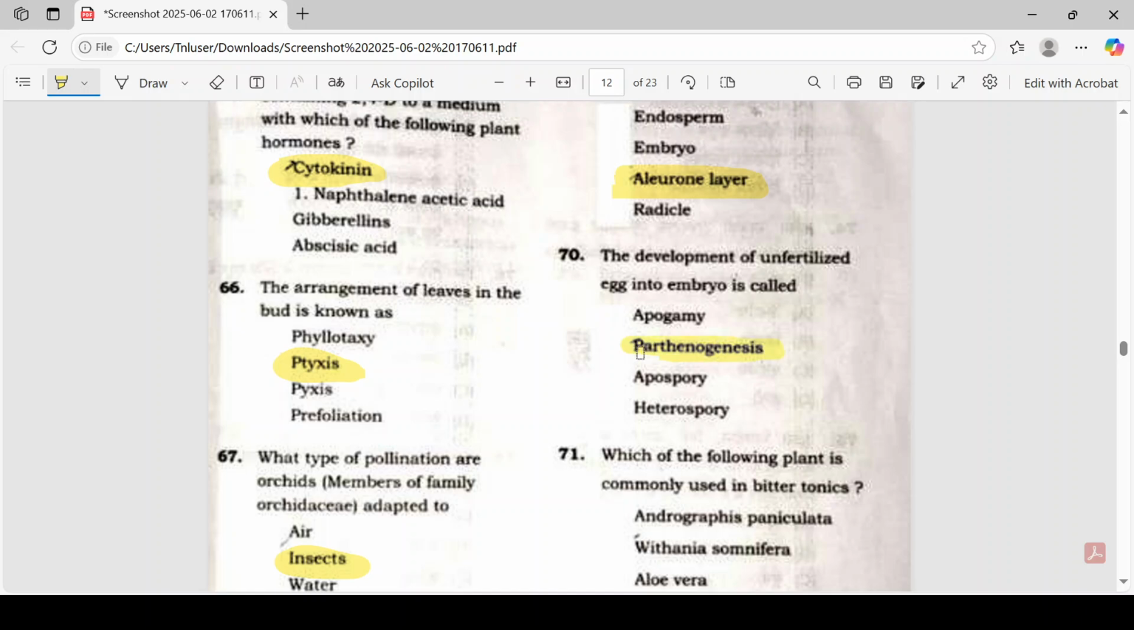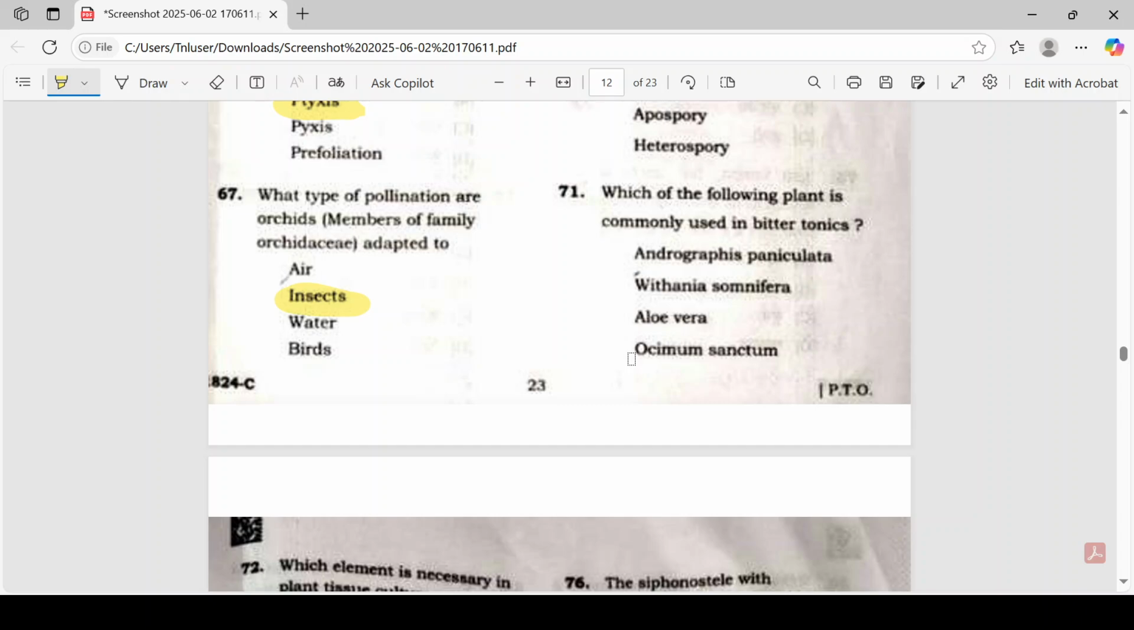Okay, let's now move to the next question, 71. Which of the following plant is commonly used in bitter tonics? So the correct answer over here will be Andrographis paniculata, A. paniculata.